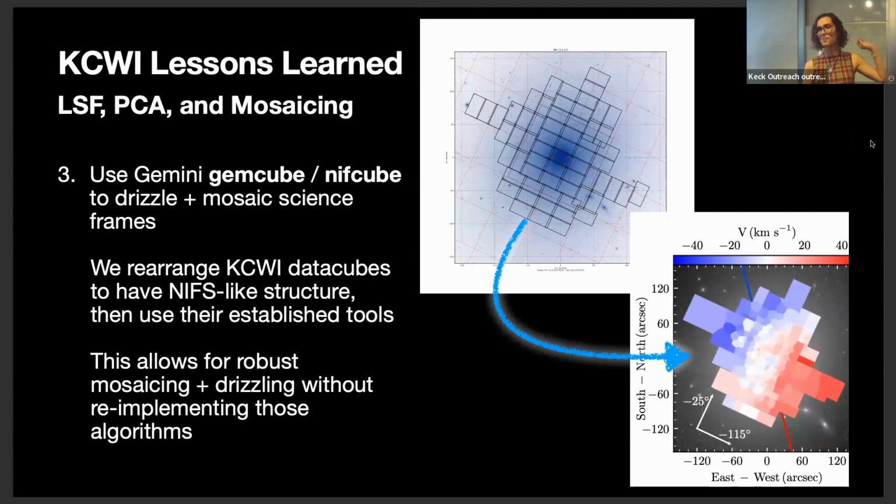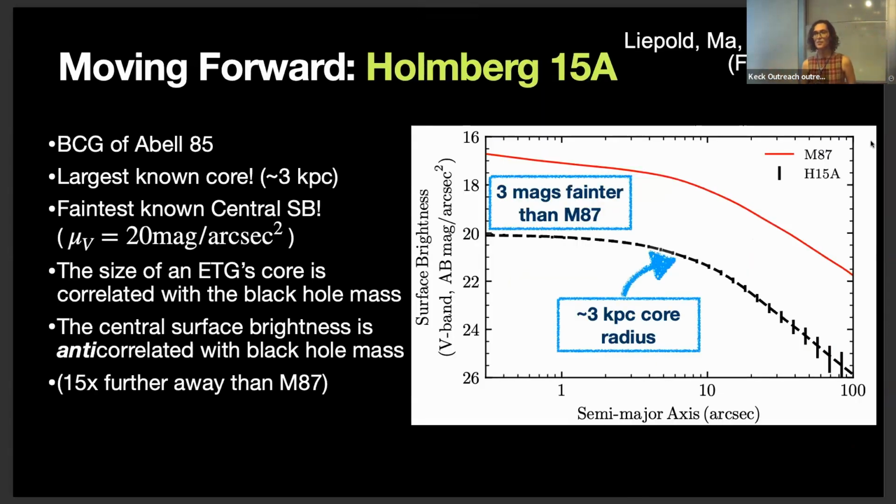And then the last thing, which I won't mention more of, is that we built some routines to feed KCWI data cubes into the Gemini GemCubes and NIFCubes routines to allow for mosaicing and drizzling of this data, which was a lot of fun and allowed us to implement these without needing to reinvent the wheel at all. Okay, so for the remainder of this talk, I'm going to talk about some ongoing work that's hopefully out in the imminent future on the galaxy Holmberg 15A.